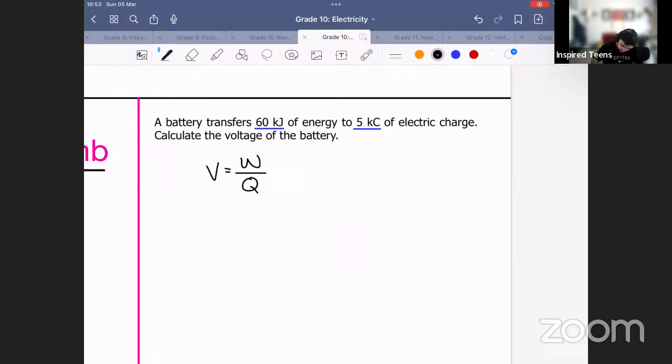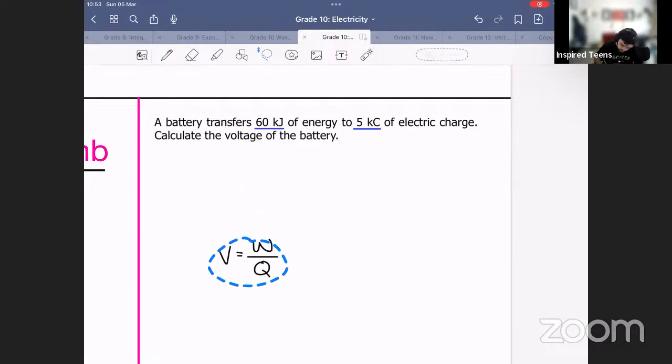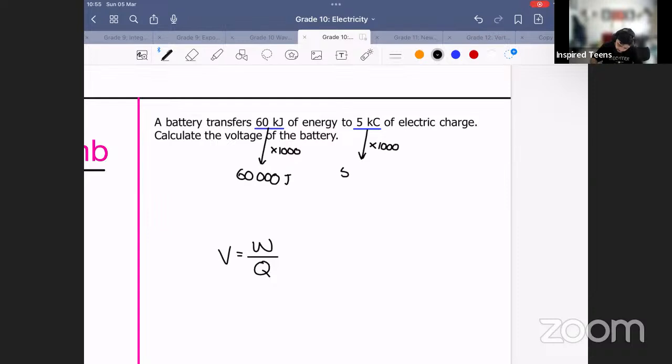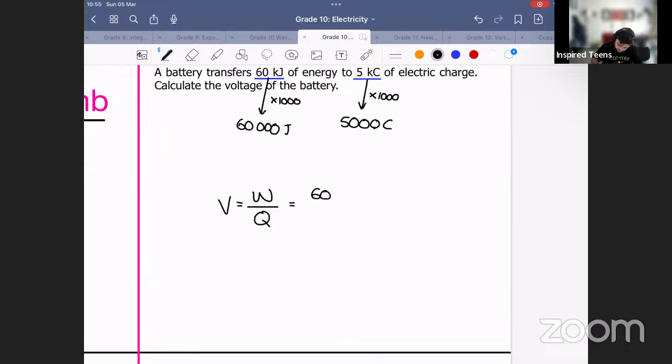Firstly, the energy is in kilojoules. It needs to be in joules, so you multiply by 1,000, and it becomes 60,000 joules. The charge is in kilocoulombs. It needs to be in coulombs, so you also multiply by 1,000, and you get 5,000 coulombs. So V is equal to 60,000 divided by 5,000. 60 divided by 5 is 12.